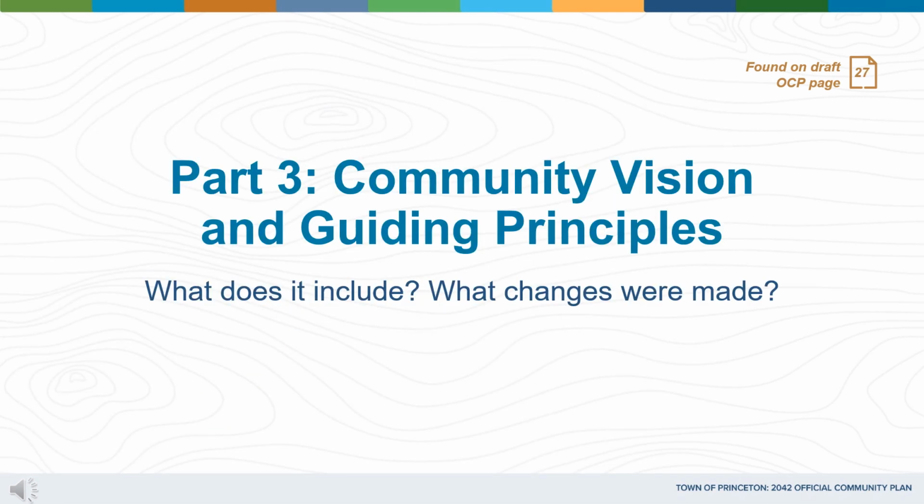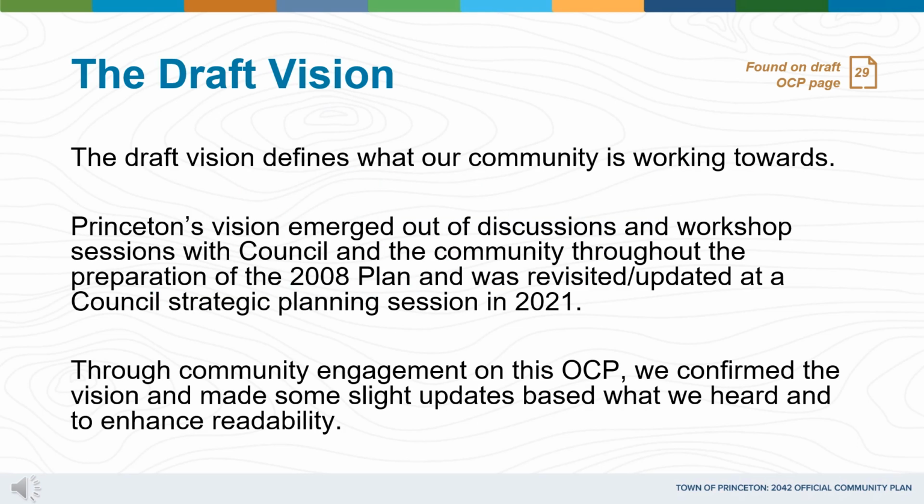Part 3, Community Vision and Guiding Principles, can be found on draft OCP page 27. So what does it include and what changes were made? As previously discussed, the draft vision has remained relatively the same. The draft vision defines what our community is working towards.